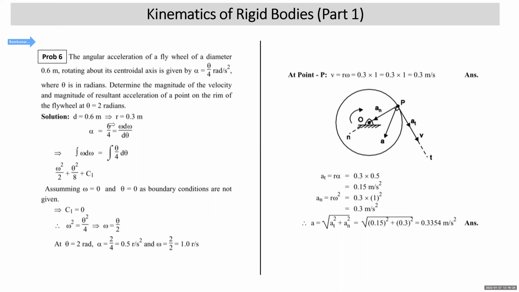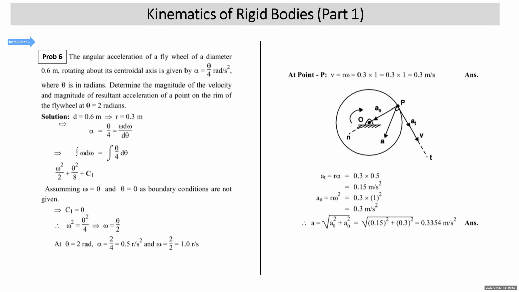All right, we read it. Angular acceleration of a flywheel of diameter 0.6 meter rotating about its centroidal axis is given by alpha is theta by 4. When I read and I come across alpha is theta by 4, it indicates that it is a problem of varying acceleration where alpha is a function of theta, where theta is in radians. Determine the magnitude of velocity and magnitude of resultant acceleration of a point on the rim of the flywheel at theta equal to 2 radians.